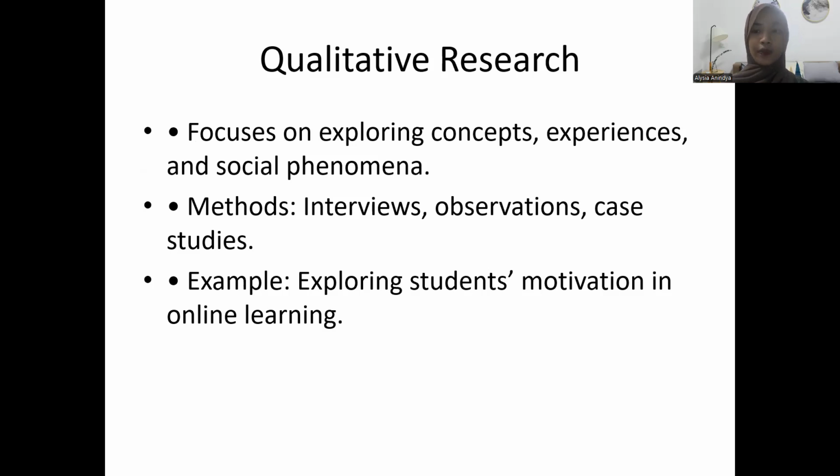So the study explore how feeling like enjoyment, pride, happiness, like that can impact the students' learning on a foreign language. So this kind of research can help us to understand how people feel and why they behave a certain way.